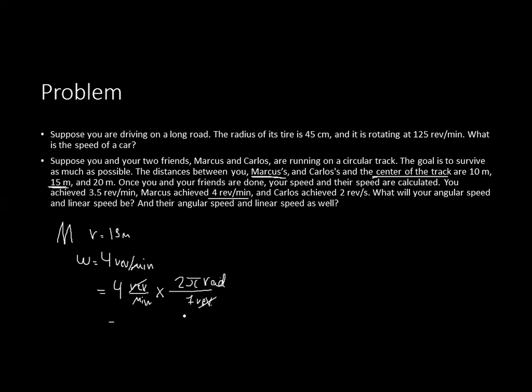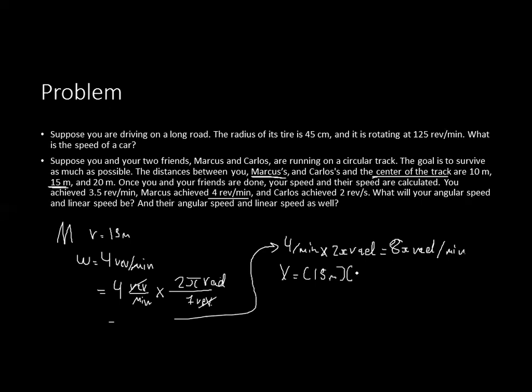What you will have is 4 per minute times 2 pi radians. So this is exactly 4 times 2 pi. This is 8 pi radians per minute. Okay? So that is your angular speed in radians. So we can now substitute it here in our linear speed. So we have a radius of 15 meters times the angular speed of 8 pi radians per minute. So here, exactly, you'll get the answer.